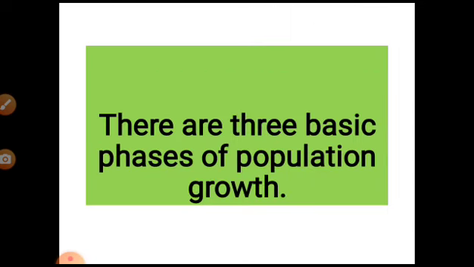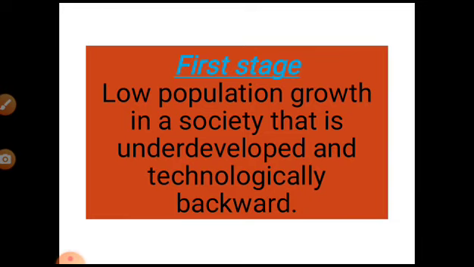So in this theory there are three basic phases of population growth. So in various phases the population growth is there. So this theory suggests there are three basic stages of the population growth. So what are these basic phases of the population growth? Let us see. The first stage.